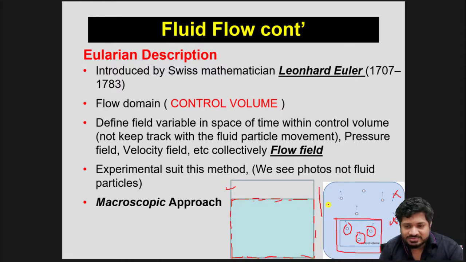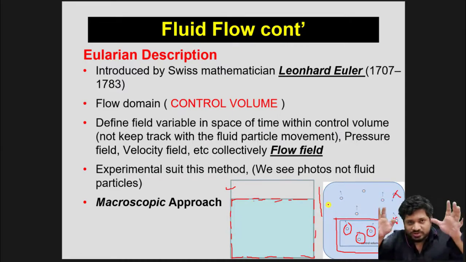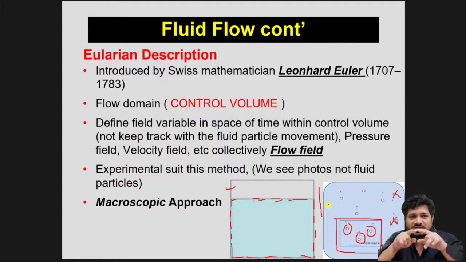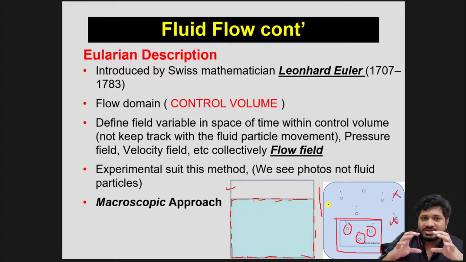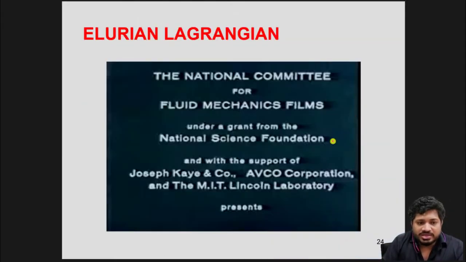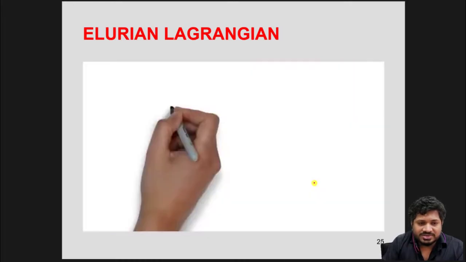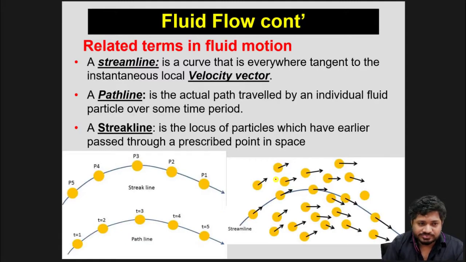In Eulerian description of flow, one is not concerned about the location of each particle, but rather the velocity and acceleration of fluid particles, the behavior of that whole control volume. So we are concerned with the macroscopic approach. We are basically averaging the behavior of all those particles within that control volume. Here I will give you a video as well so that you can have more understanding of what a control volume is.